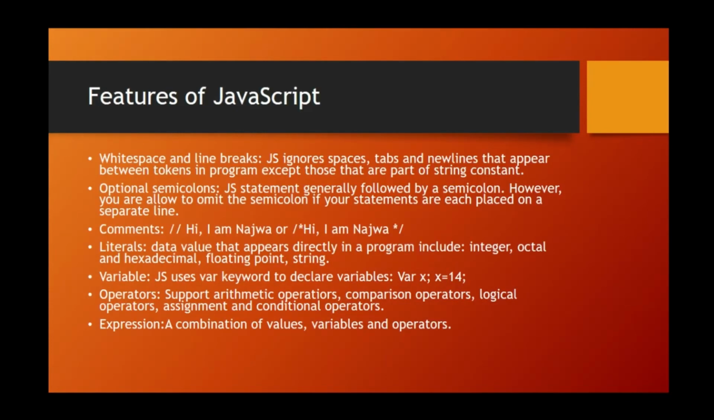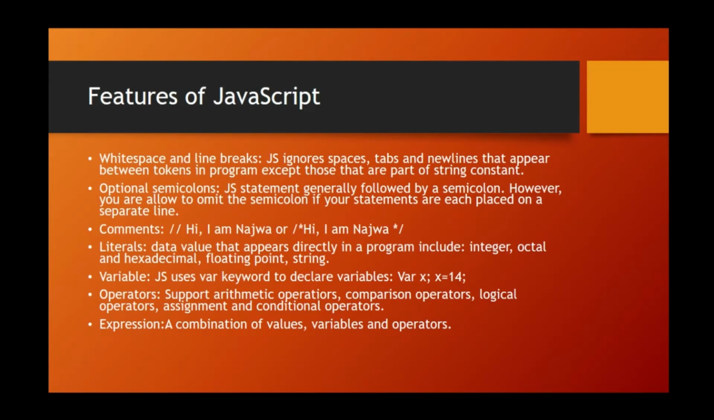Okay, the next part we go for the features of JavaScript. The first feature is white space and line breaks. JS here refers to JavaScript, so it ignores the spaces, tabs, and new lines that appear between the tokens in the program, except those that are part of a string constant. Second, optional semicolon. Basically, JavaScript statements end with a semicolon. However, in certain conditions, it is allowed to omit the semicolon if your statements are each placed on a separate line.